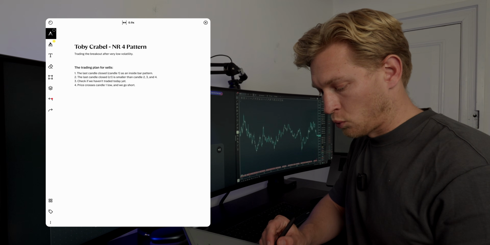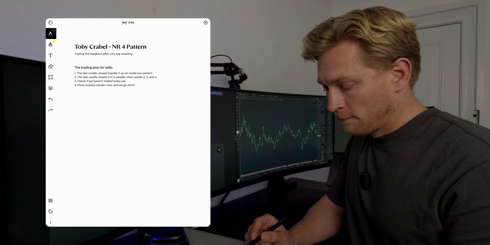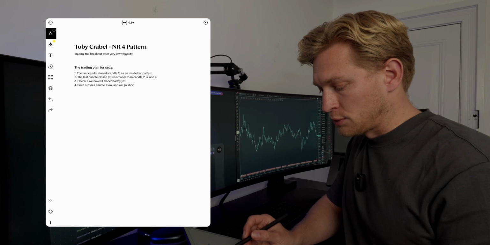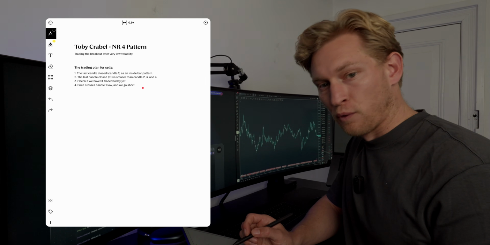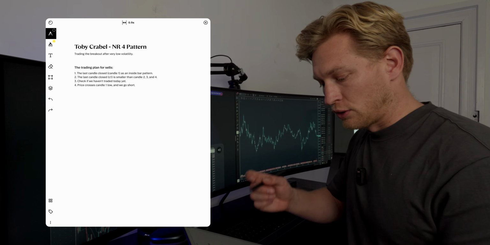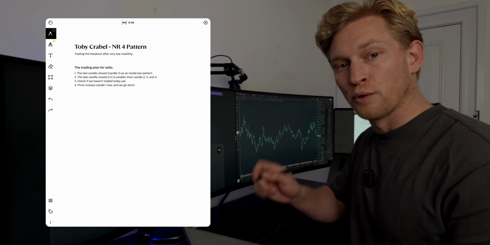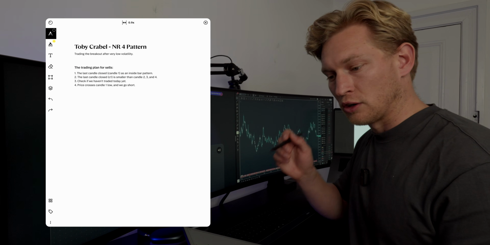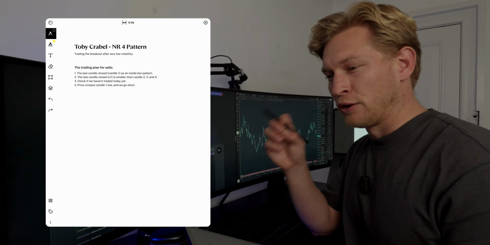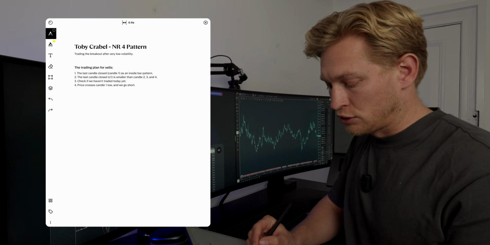So let me delete that quickly and let's talk about the second rule in this trading plan. The last candle closed, C1, so candle ID 1, is smaller than candle 2, 3 and 4. So we want to see an inside bar pattern, but also this inside bar needs to be smaller than the candle before it. And if that is true, it also needs to be smaller than the candle before that and before that.